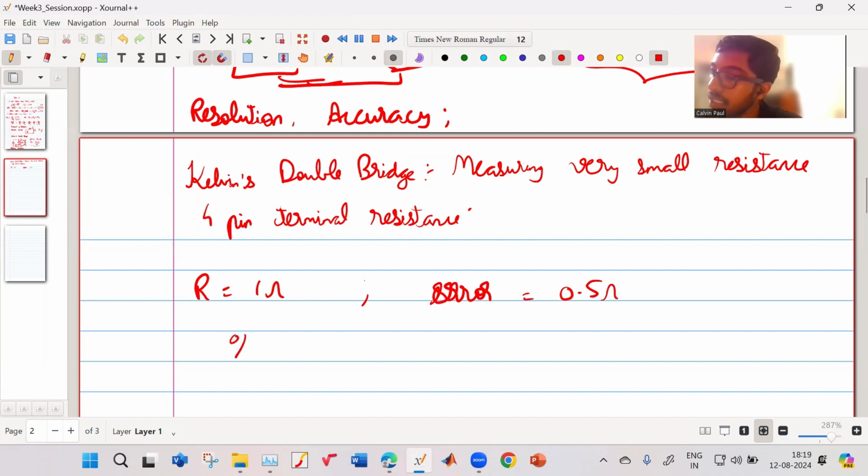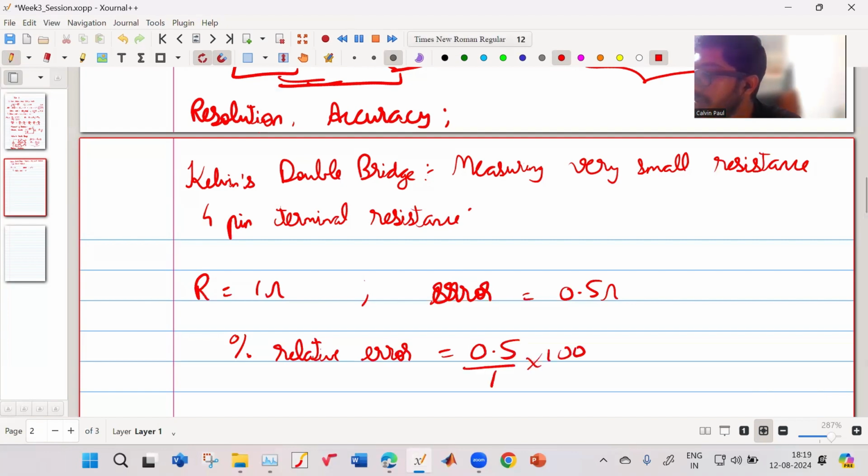So then my percentage relative error will be 0.5 divided by 1 into 100. So it is 50%. So there's a large error, like around 50% error is there. And this is not acceptable.